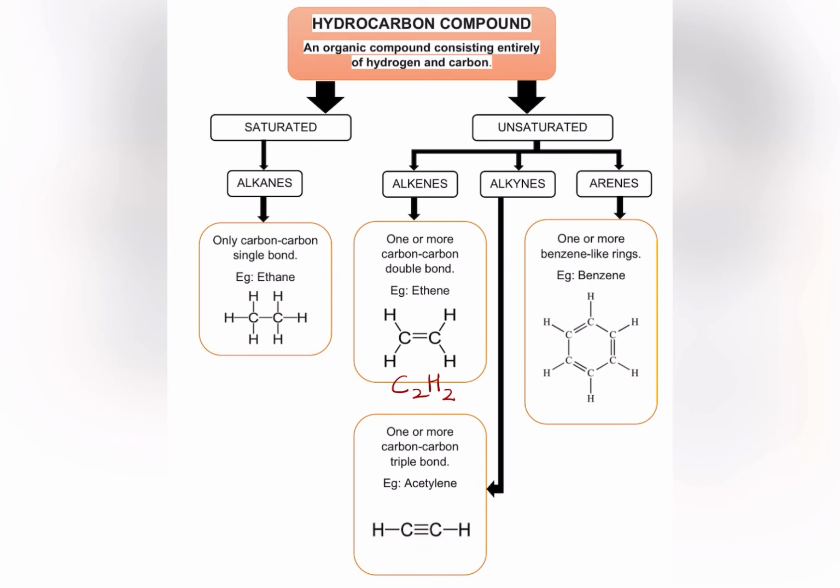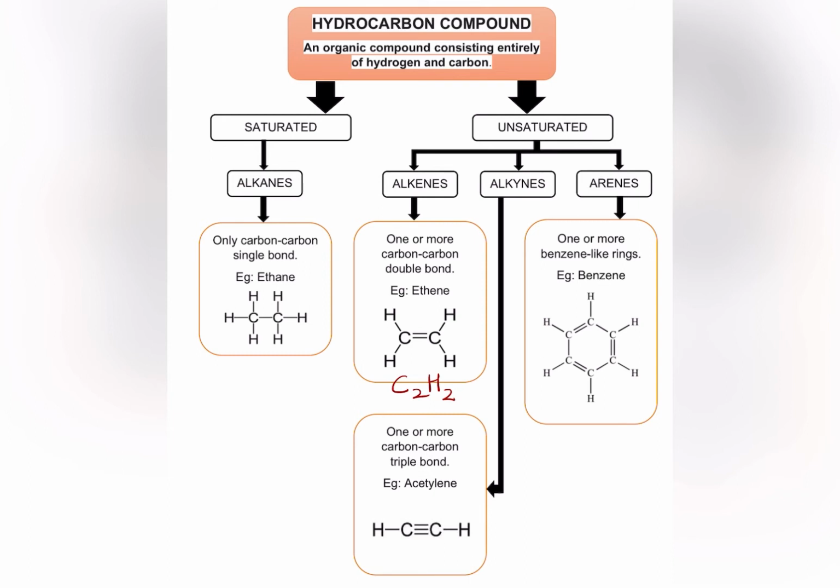compound. The next one, I got arenes with 1 or more benzene-like ring. As you see from here, I got the simplest example for arenes, which is benzene itself with 6 carbon atoms attached to each other with alternating double bond and single bond, and each of the carbon atoms is positioned in a ring with 1 hydrogen attached to them.